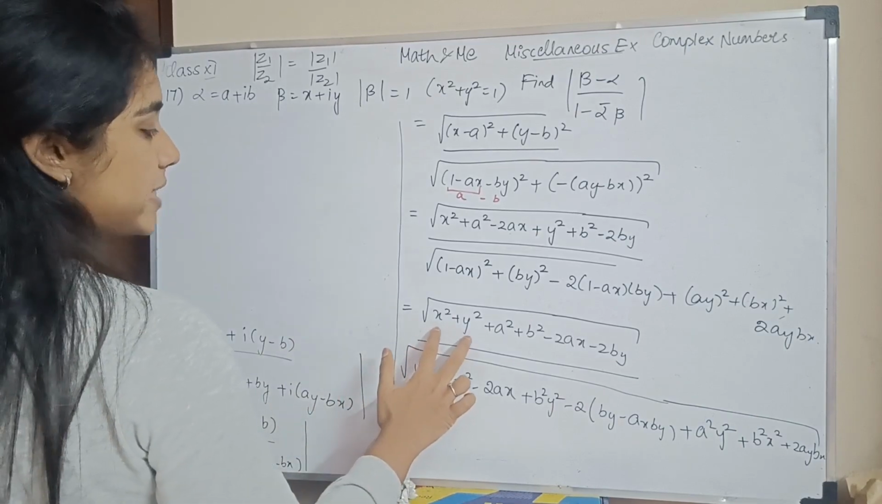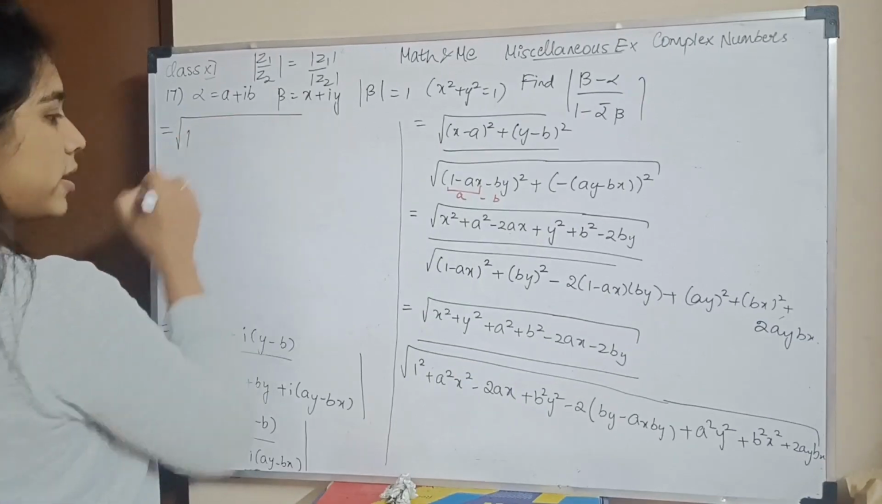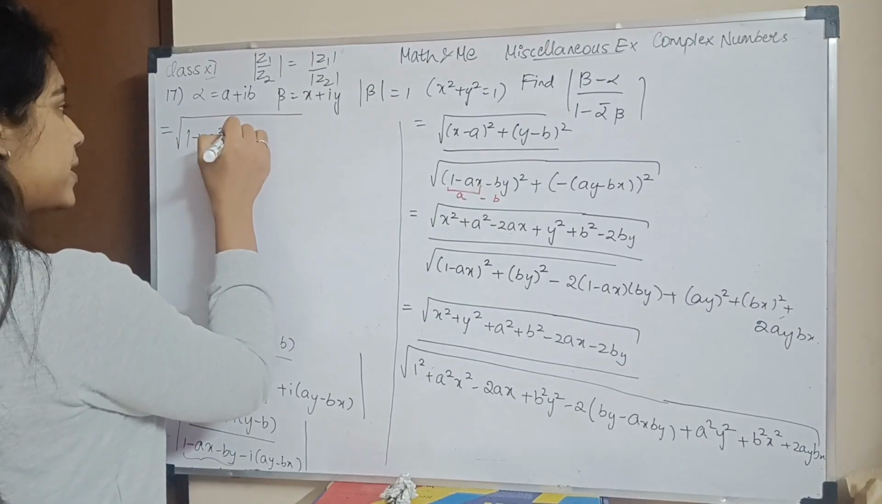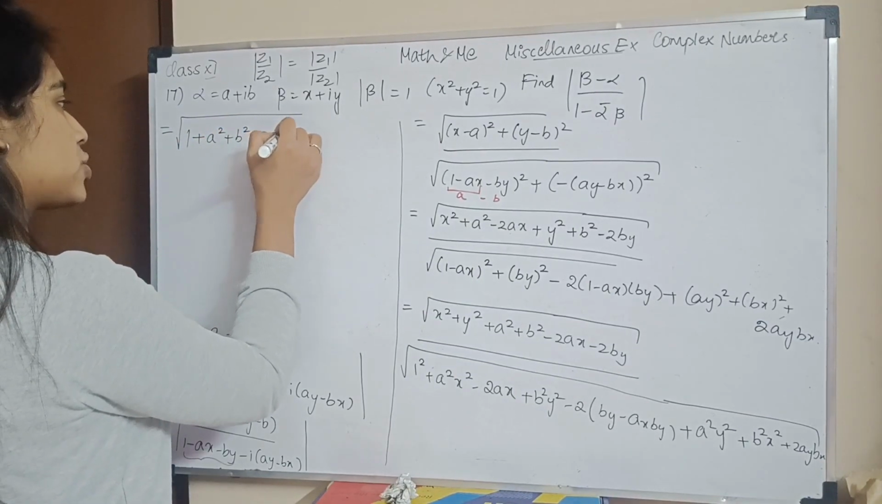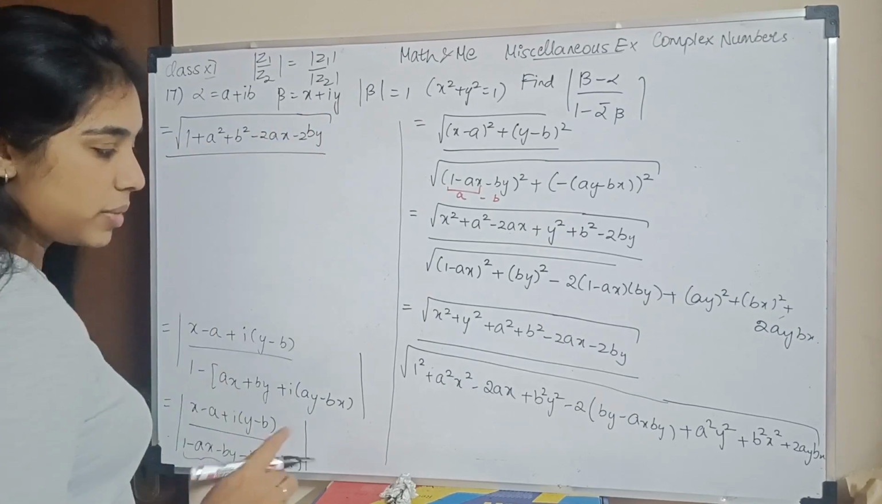So what do I know? X square plus y square is 1. So what can we write instead of that? I have 1 plus a square plus b square minus 2ax minus 2by. This is my numerator. What is there in the denominator?